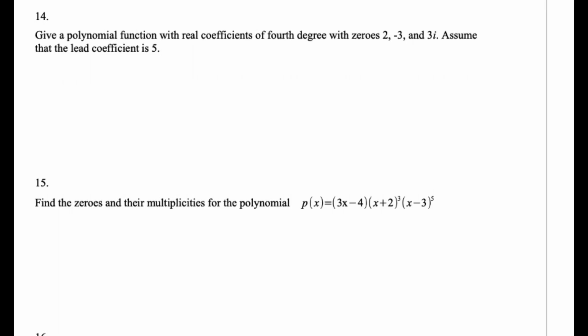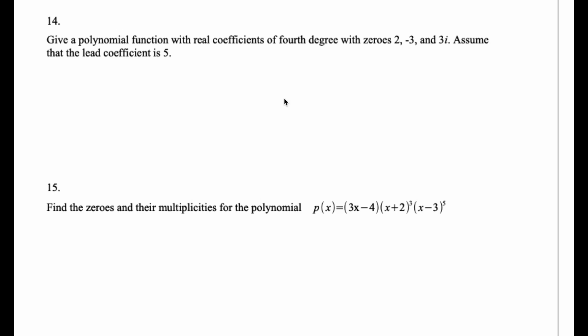This problem says give a polynomial function with real coefficients of fourth degree, which has zeros 2, -3, and 3i. Assume that the lead coefficient is 5. So in order to explain how to do this, you might think about how zeros are found from a polynomial.